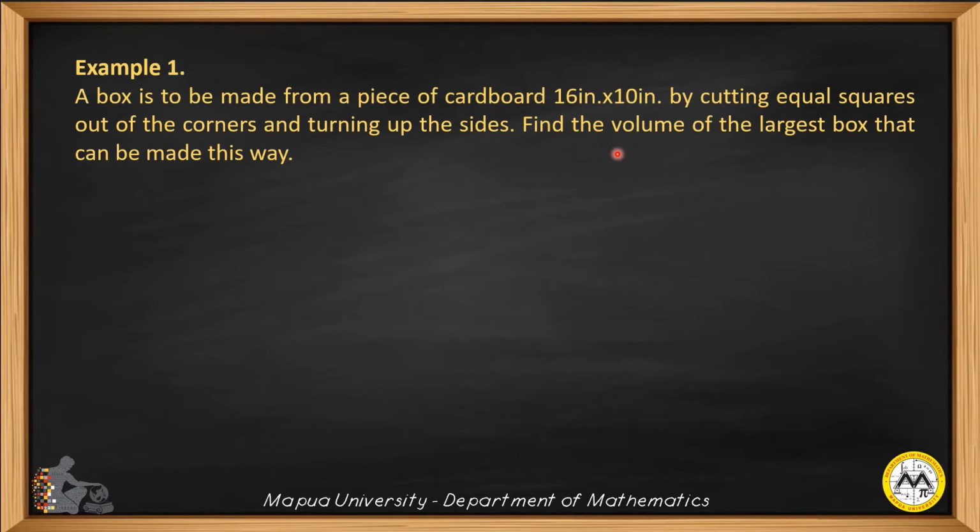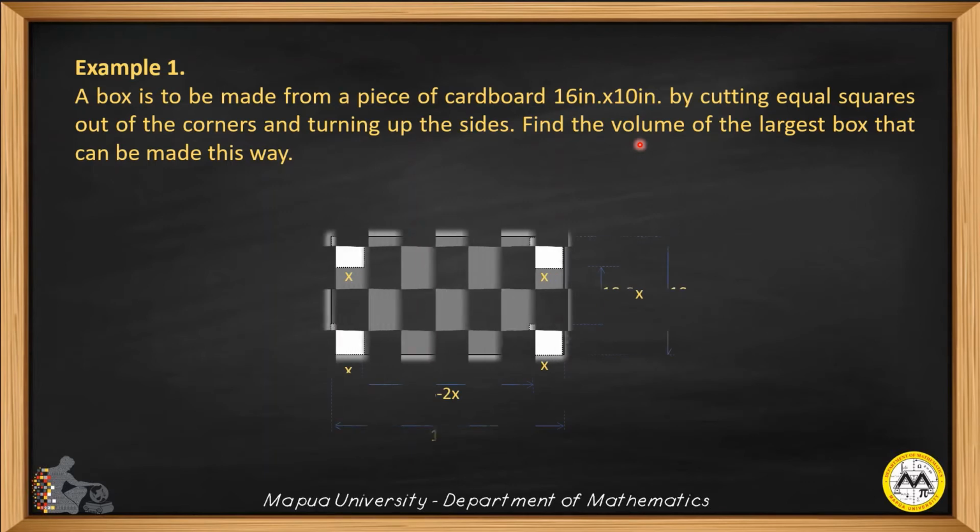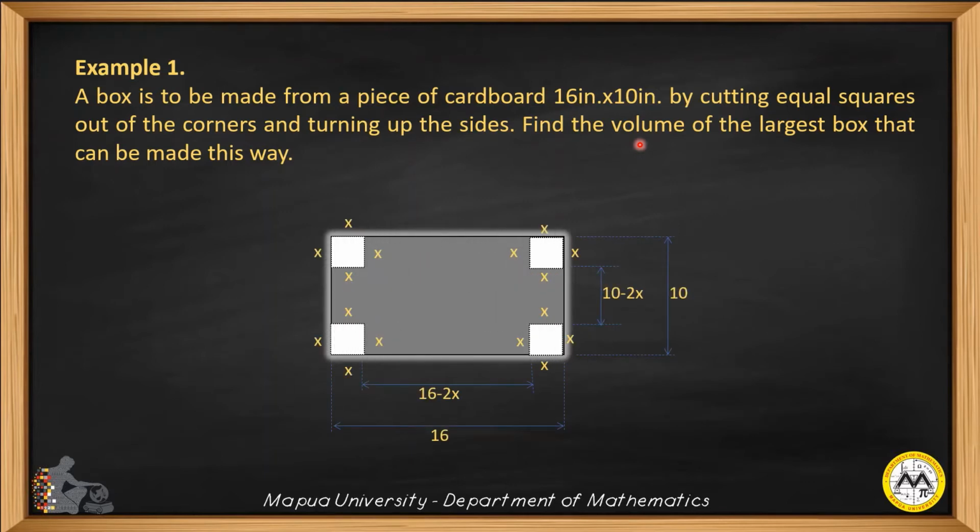Let us consider this problem. A box is to be made from a piece of cardboard 16 inches by 10 inches by cutting equal squares out of the corners and turning up the sides. Now find the volume of the largest box that can be made this way. So the first step is to work out some illustration, and what we have here is the rectangular piece of cardboard, 16 by 10.